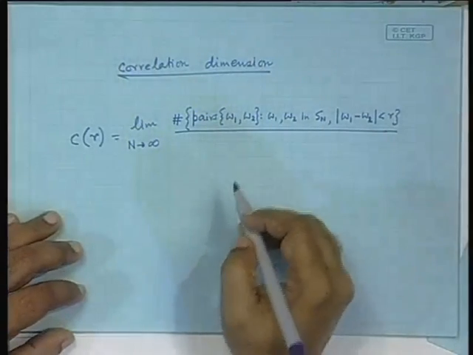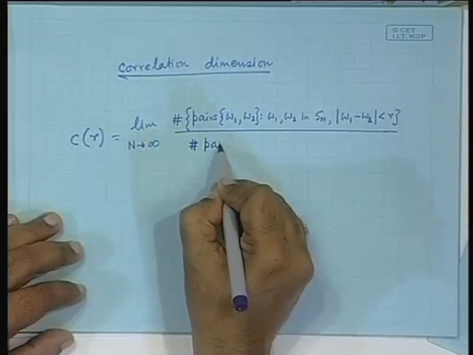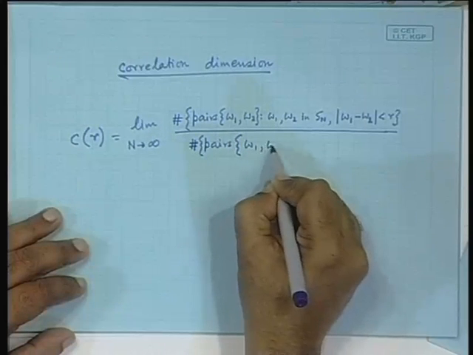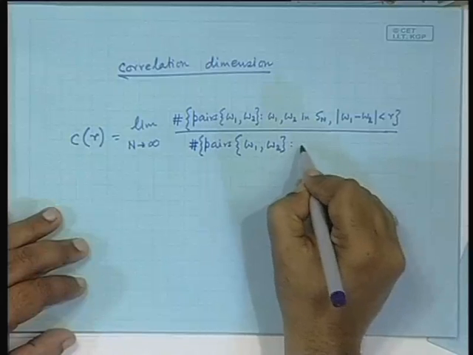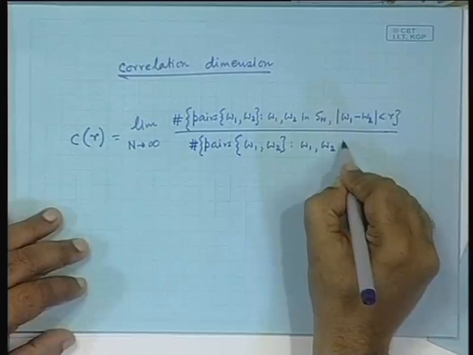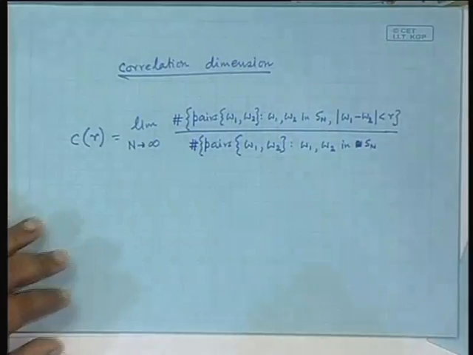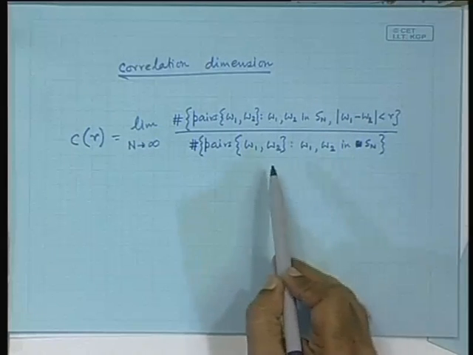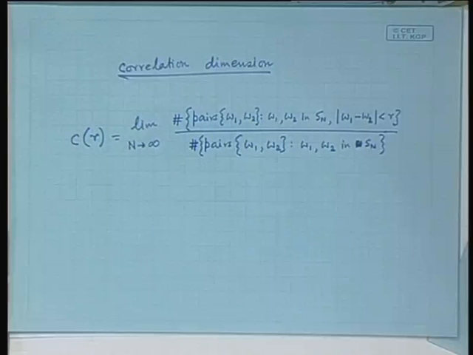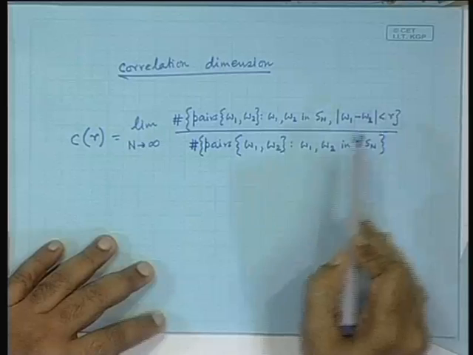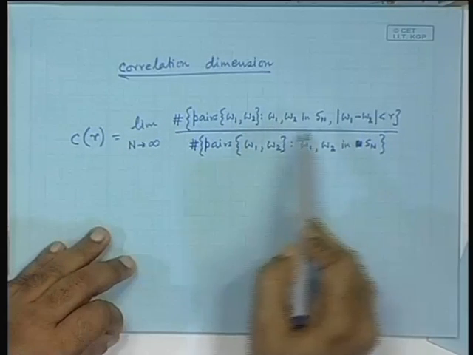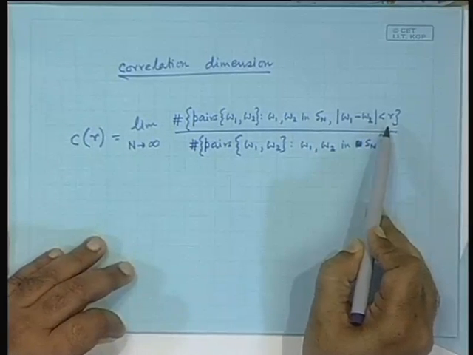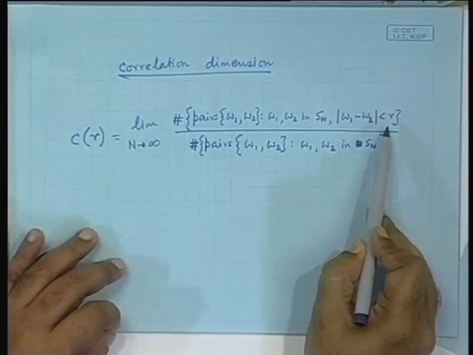I will repeat, let me write the denominator also. Number of pairs. So, in the denominator the total number of pairs W1, W2, where W1, W2 are in that attractor. In the numerator, those pairs of W1, W2 which are in the attractor, but whose mutual distance is less than r. So n is the number of iterations. Okay.